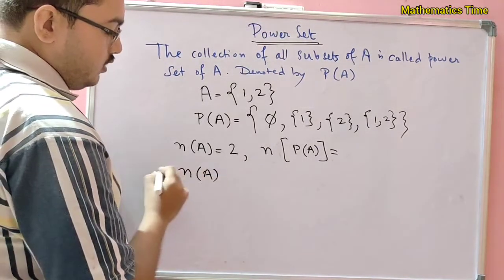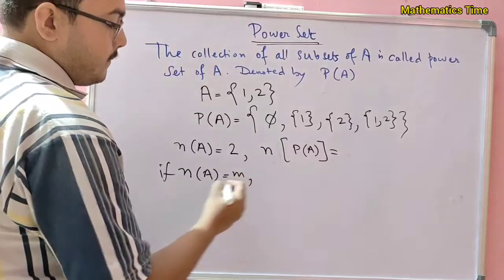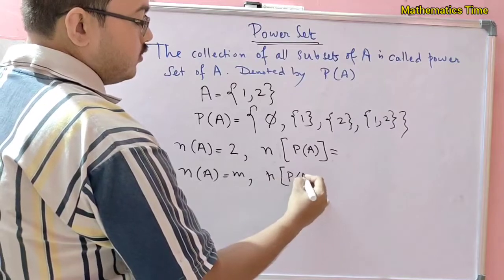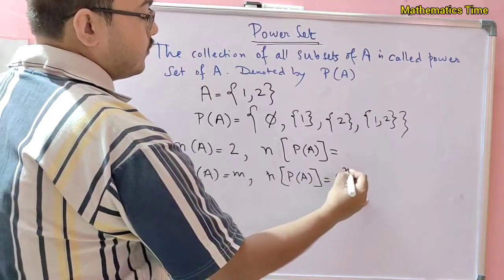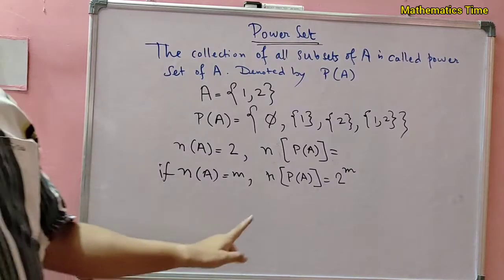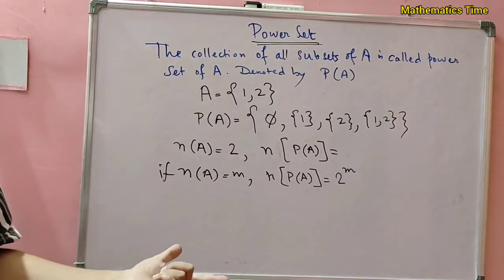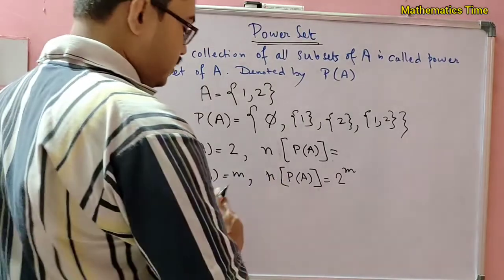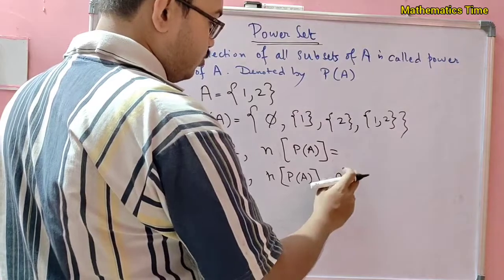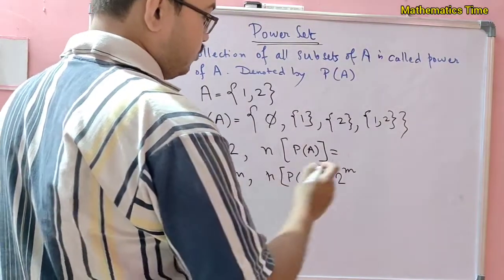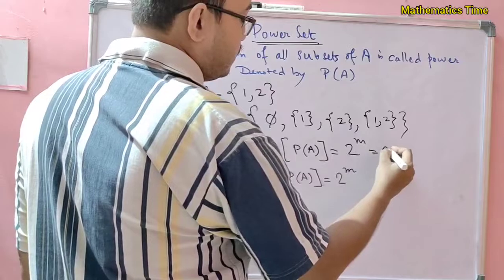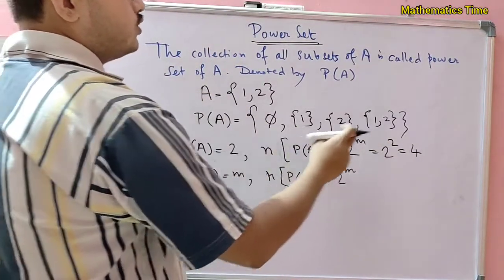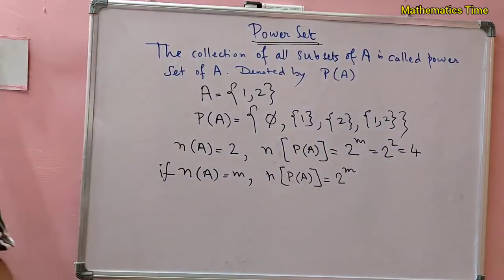If n(A) is equal to m, then n(P(A)) will be 2 to the power m. Okay, this is the formula to calculate the number of elements in the power set. So in here, in place of m we have 2, so the formula will be 2 to the power m, that is 2 to the power 2, that is 4 number of elements, and you can see there are 1, 2, 3, 4 number of elements in the power set.